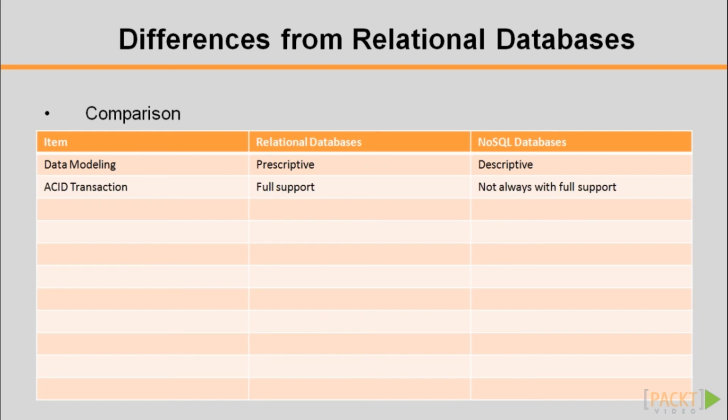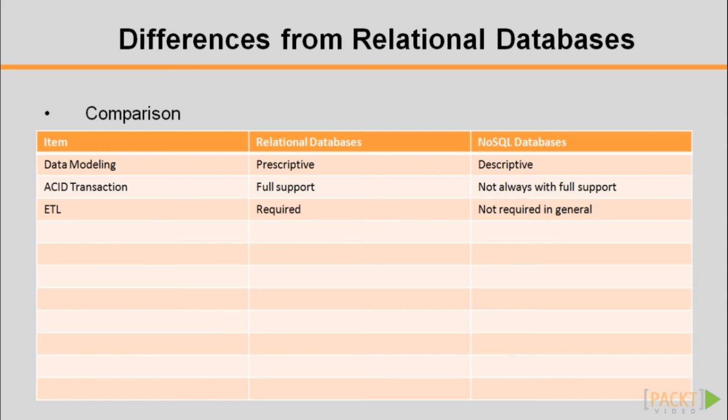Then the ACID transaction properties. Relational databases, of course, provide full support. But for NoSQL databases, a certain degree of sacrifice on consistency is made to achieve higher availability and scalability to handle huge volume of data in distributed environment. For example, Cassandra doesn't support rollback transaction.